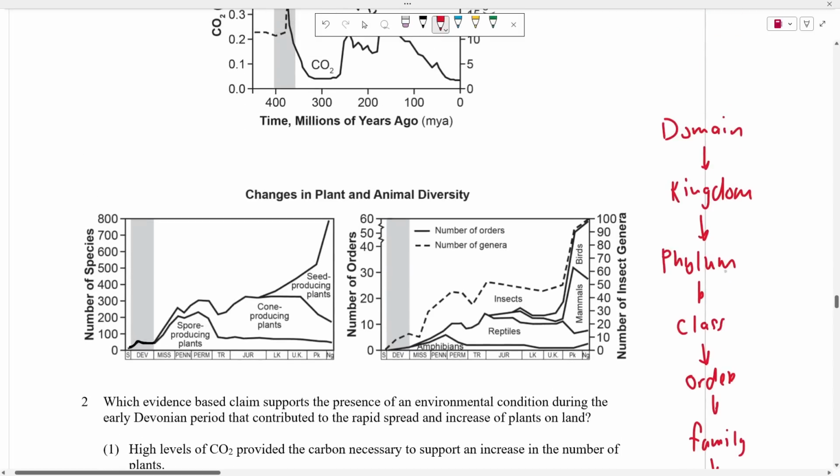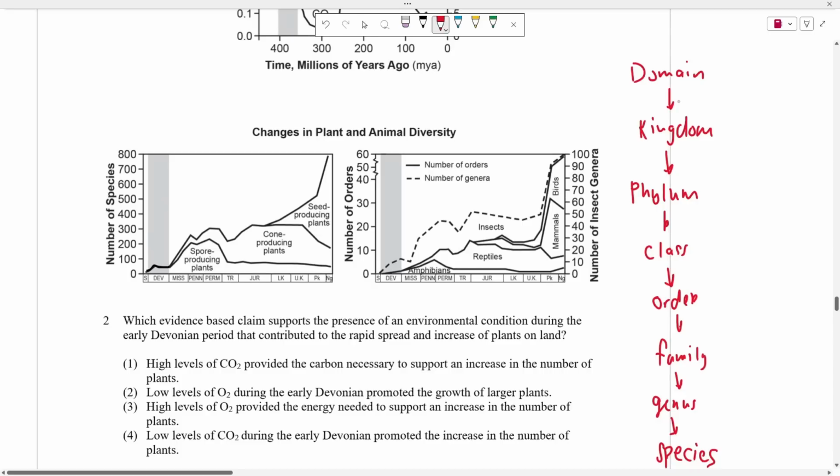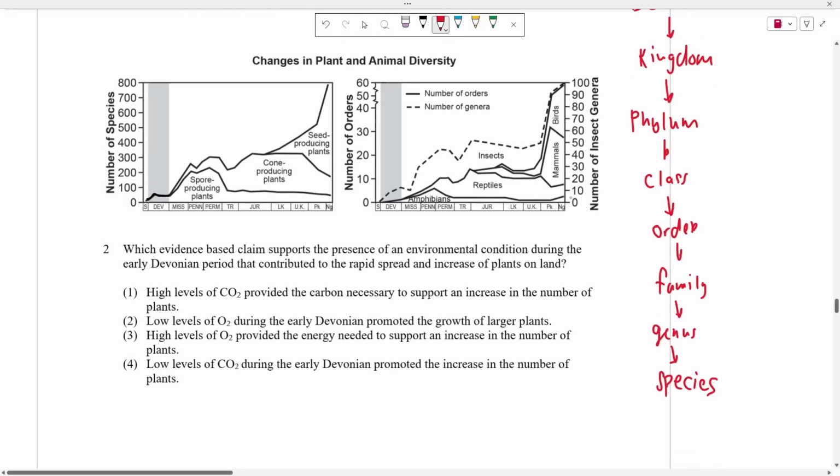So this is just how life is organized, right? From most specific, which is species, to least specific, which is domain. We see here how if we're increasing the number of orders, if there are more orders, that means that there's more families, there's more genera, and thus there's more species.